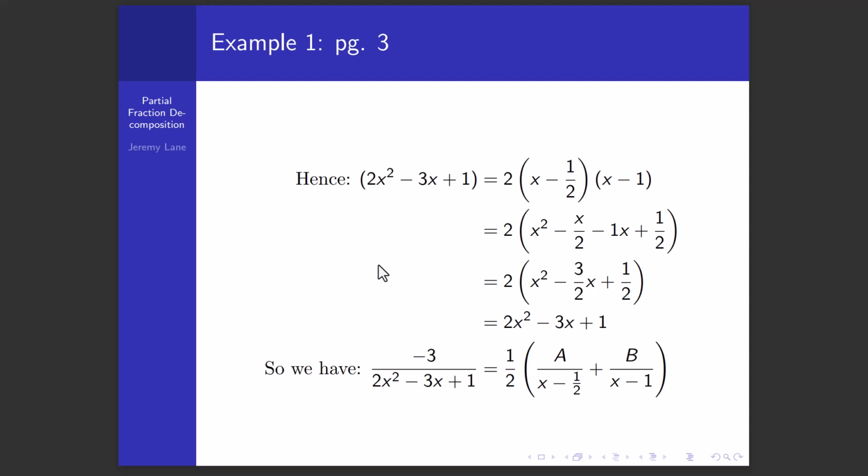So the complete factorization theorem says that we can factor 2x squared minus 3x plus 1 as 2 times the quantity x minus 1/2 times the quantity x minus 1. And the details here demonstrate that we do get back to our original denominator polynomial. So we may rewrite our rational function, -3 divided by 2x squared minus 3x plus 1, as 1/2 times the quantity a divided by x minus 1/2 plus b divided by x minus 1. Remember, we're going to try to find out what a and b are.